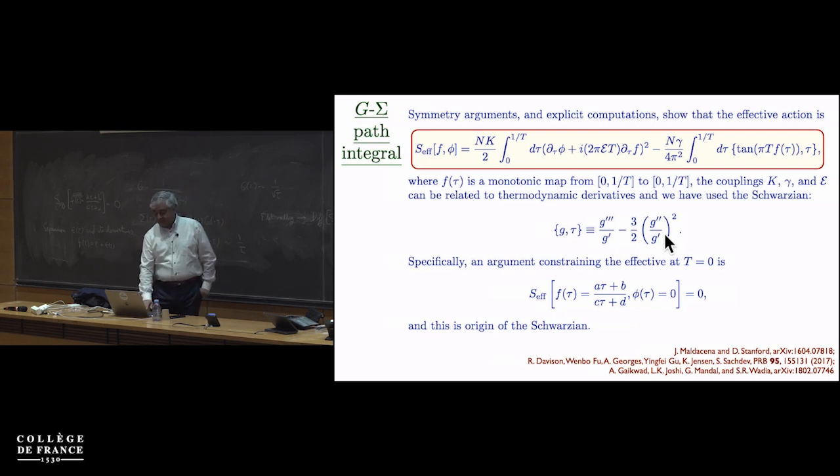So there's the action. Again, ignore this. This has to do with the phase fluctuations. There's this part here, which is, now I've gone to finite temperature by a conformal mapping, and then you get a tangent of pi tau, f of tau, the Schwarzian of this, with a coefficient gamma, which I don't know.